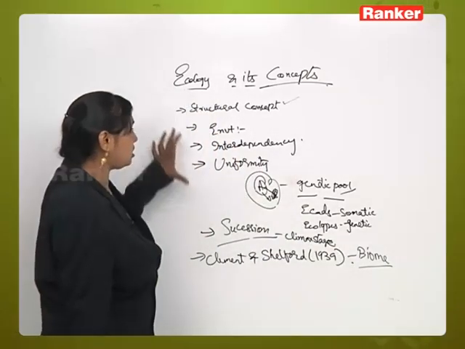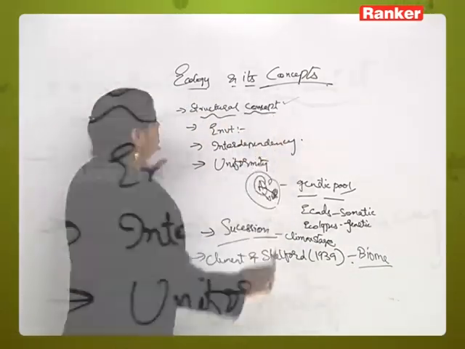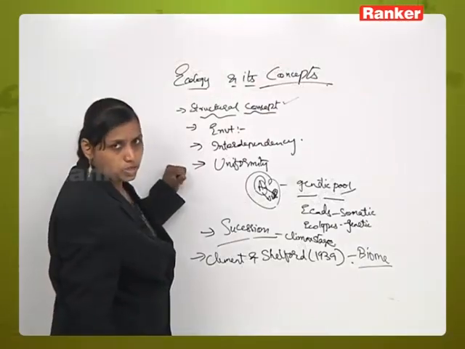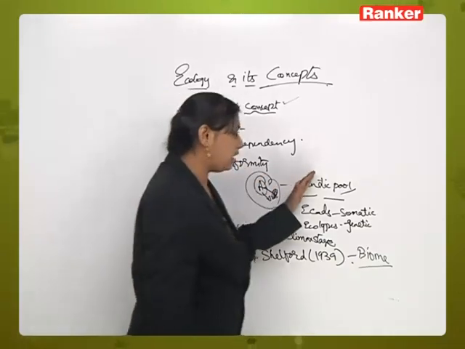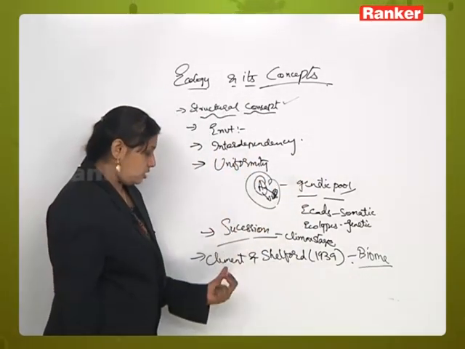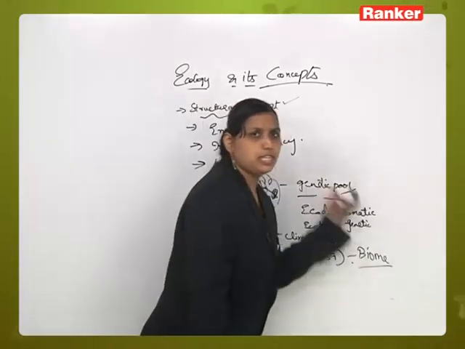So these are the structural aspects of ecology. One is the environmental aspect, the interdependency; next, the existence of uniformity for maintaining the genetic pool; next, the process called succession; and another word is biome. These are the structural aspects.